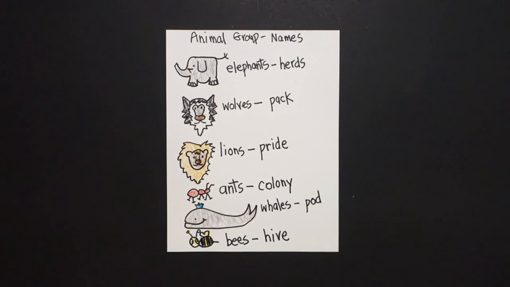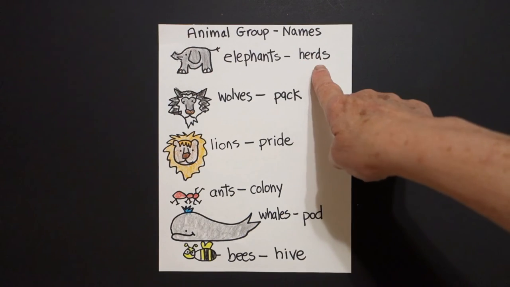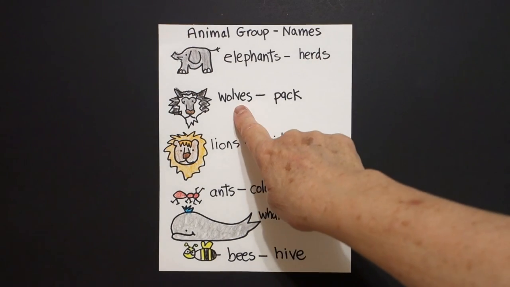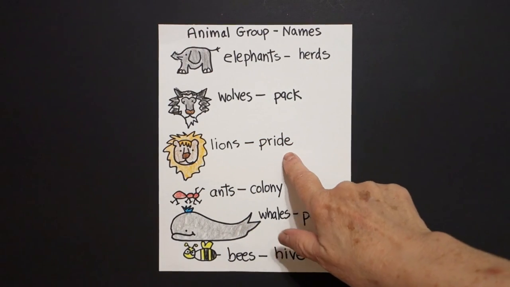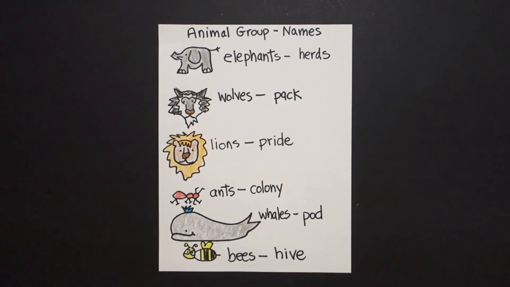Okay, let's see what this looks like all colored in. Okay, here are my animal group names. Herds of elephants, a pack of wolves, a pride of lions, a colony of ants, a pod of whales, a hive of bees.